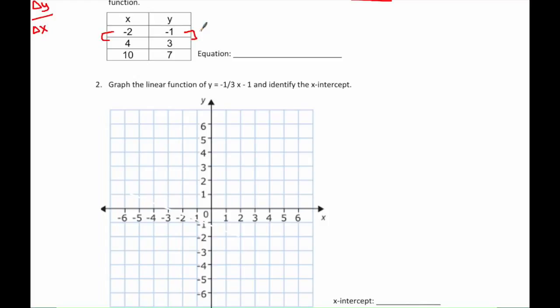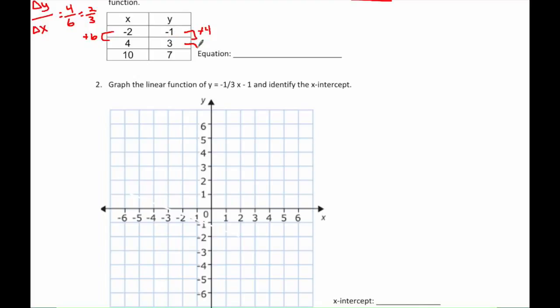So -1 to +3 on the y is going to be +4. -2 to +4 on the x is +6. So my change here is 4/6, or 2/3. That means for every 3 x increase, y increases by 2, or for every 2 increase in y, x goes up by 3.